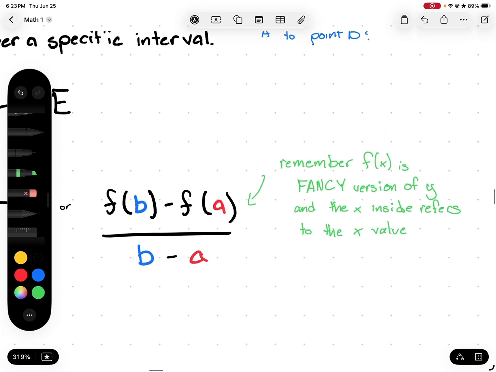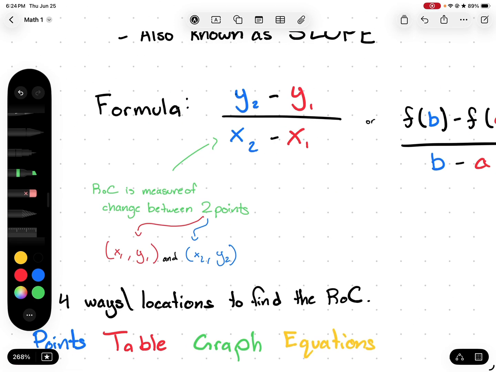And this works because f of x is a fancy version of y. And the x values inside of f of x, so b and a, those are x values. Even if they're not x, they are x values. They refer to the actual x value. So in this case, it's b and a. I'm going to use this one for most of the examples only because it's a simpler formula. It's more common. More people see it and remember it more often.